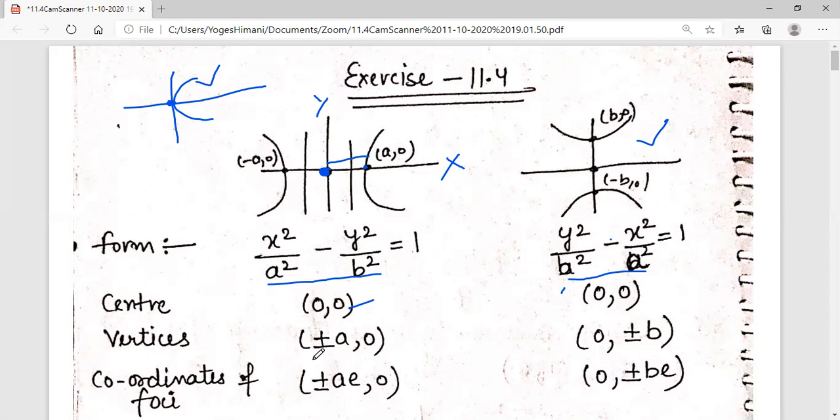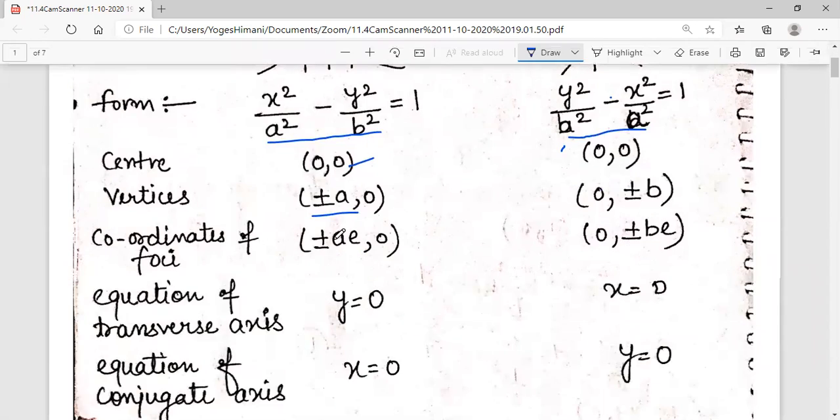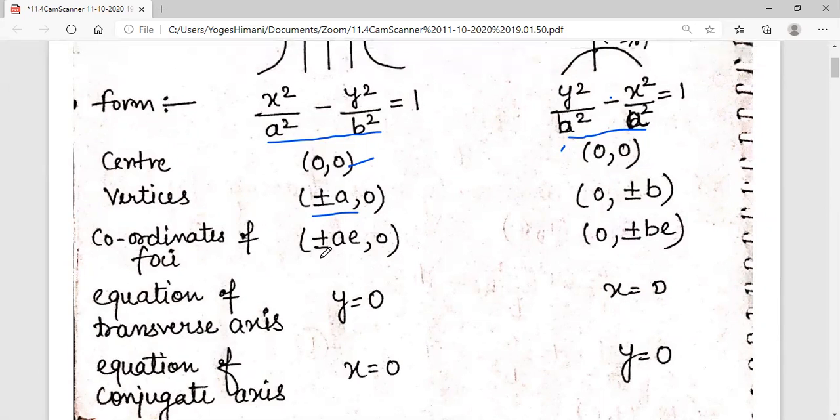Next, vertices. If it is on the x-axis, then vertices will be plus minus a comma 0. And for the y-axis, vertices will be 0 comma plus minus b. Okay. Now, coordinates of foci, same like ellipse and parabola: plus minus ae comma 0. And on the y-axis, 0 comma plus minus be.